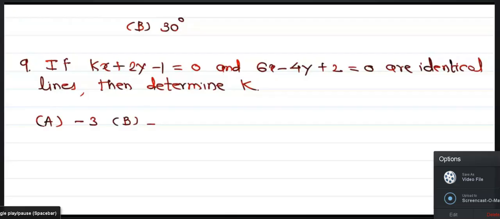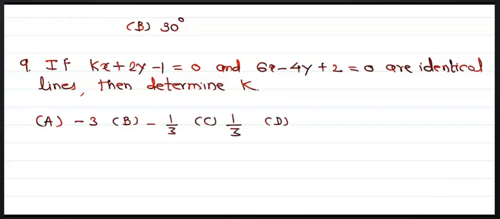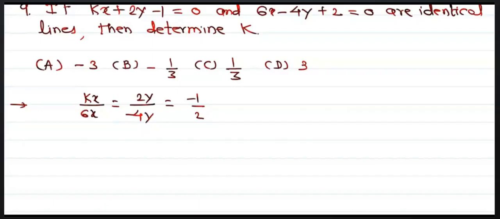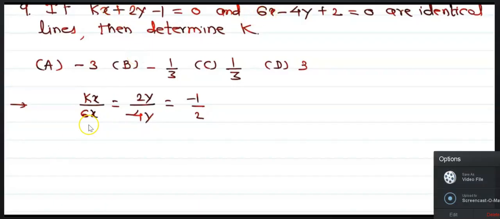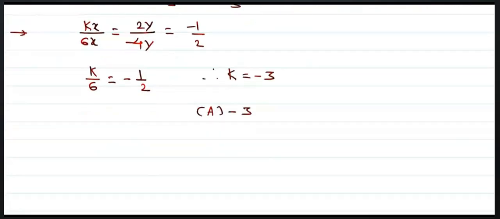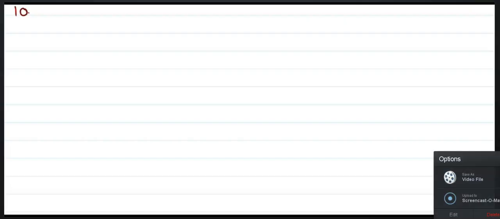And therefore, it's very simple. A1 upon A2 is equal to B1 upon B2 is equal to C1 upon C2. Now using this, that is kx upon 6x, 2y upon minus 4y, minus 1 upon 2, and simplify this. You will get the value of k. This x gets cancelled. k upon 6 is equal to minus 1 upon 2. Therefore, k is equal to minus 3. The value of k is minus 3. Option A is the correct one. Now the 10th one.